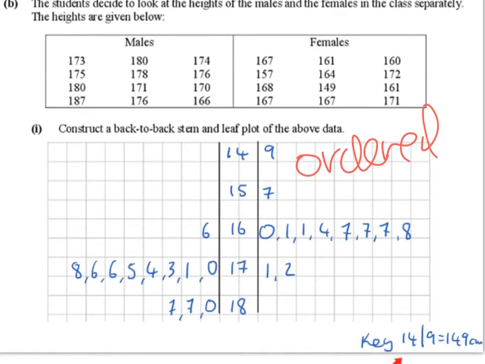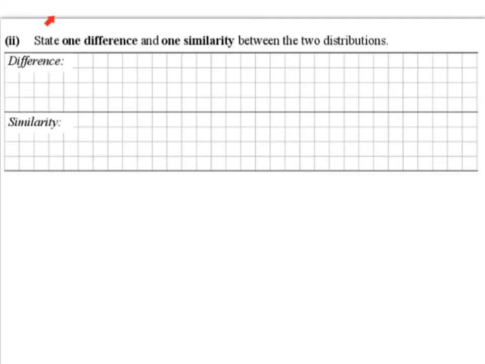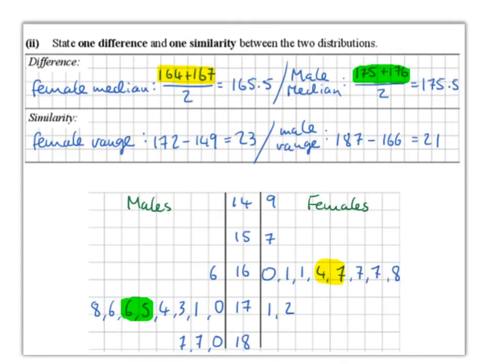And then very important that we include a key. So 14|9 is equal to 149 centimeters. Now you can use any numbers that you want, but make sure you include a key. Part 2. State one difference and one similarity between the two distributions.